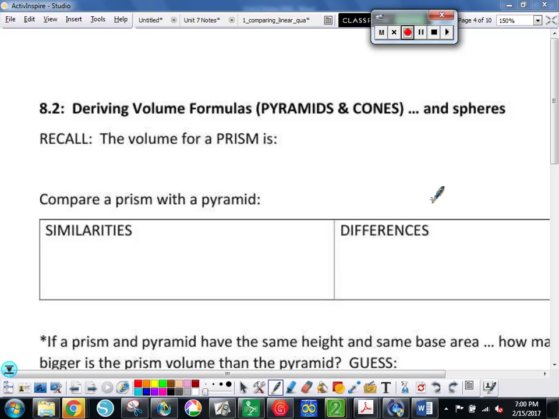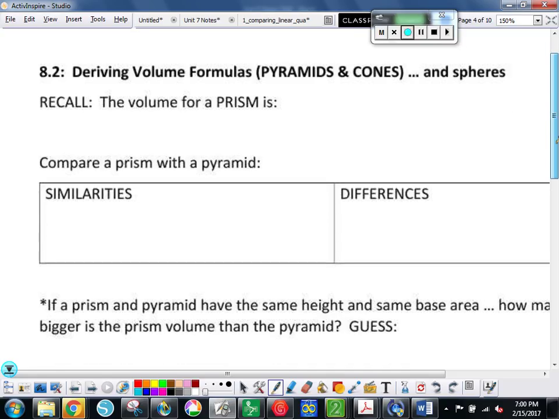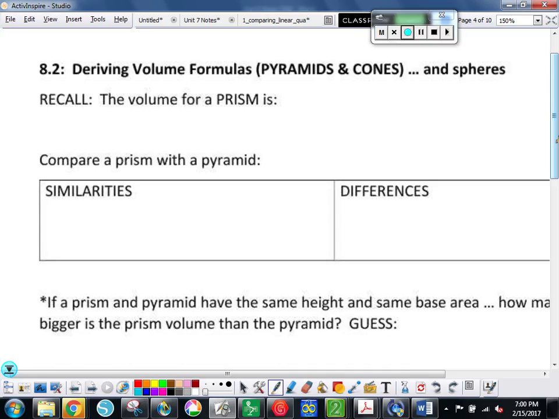So with that being said, let's move on to 8.2. 8.2 is a little bit longer than 8.1. We're talking about pyramids and cones and spheres. And then we have one more idea to tag onto this.